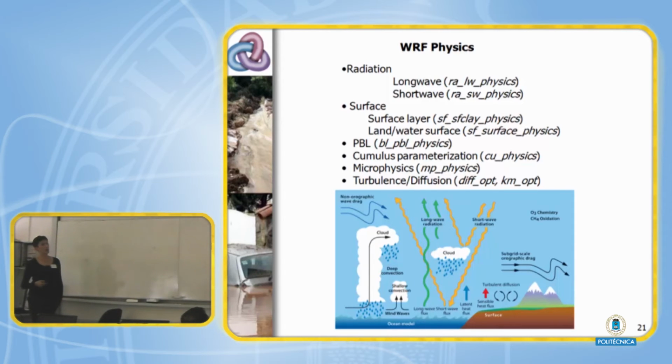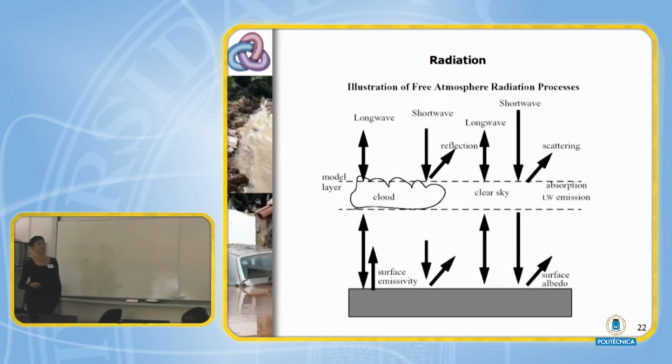Those are acronyms or parameters that you have to put or you can change in your name list and use a different approach in physics and different parameterization schemes. There are a lot of things that you have to include in radiation, and this is an illustration of what is happening in free atmosphere radiation processes.